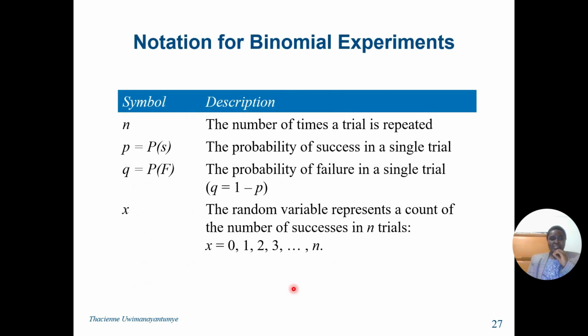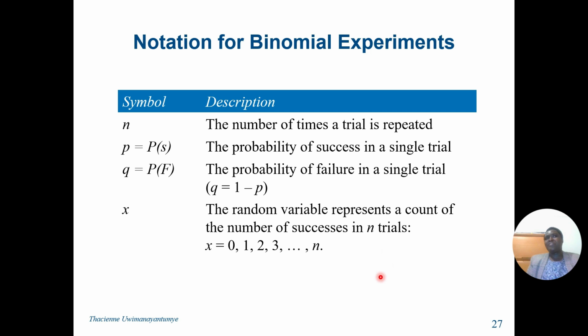Let's try to describe the mathematical symbols that we use. We denote n the number of times a trial is repeated. So the number of times our experiment is repeated, we denote it as n. And we denote p the probability of success in a single trial. And that probability is the same for all the trials. And we denote q the probability of failure in a single trial, and that probability is equal to 1 minus p. And x is the random variable that represents a count of number of successes in any trials.